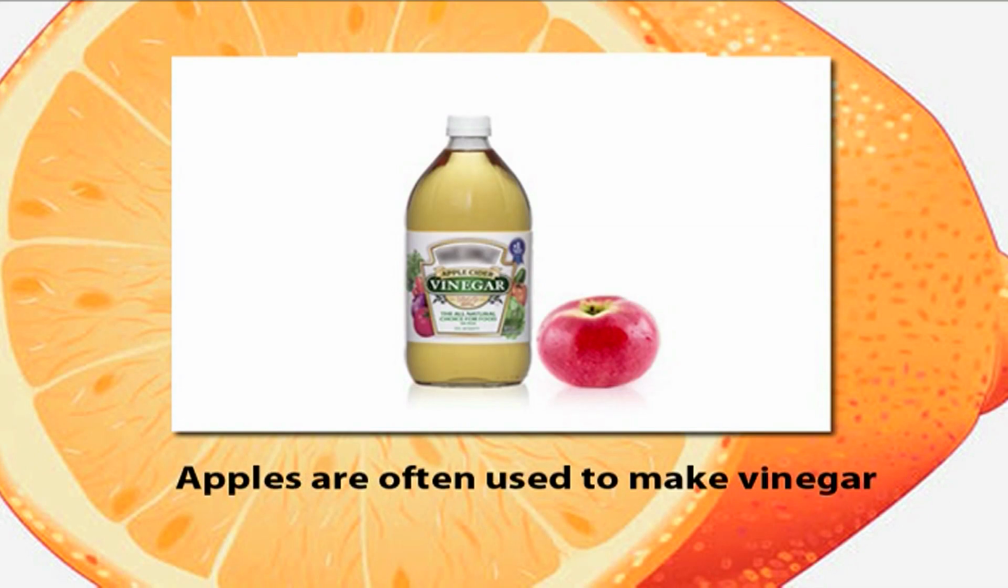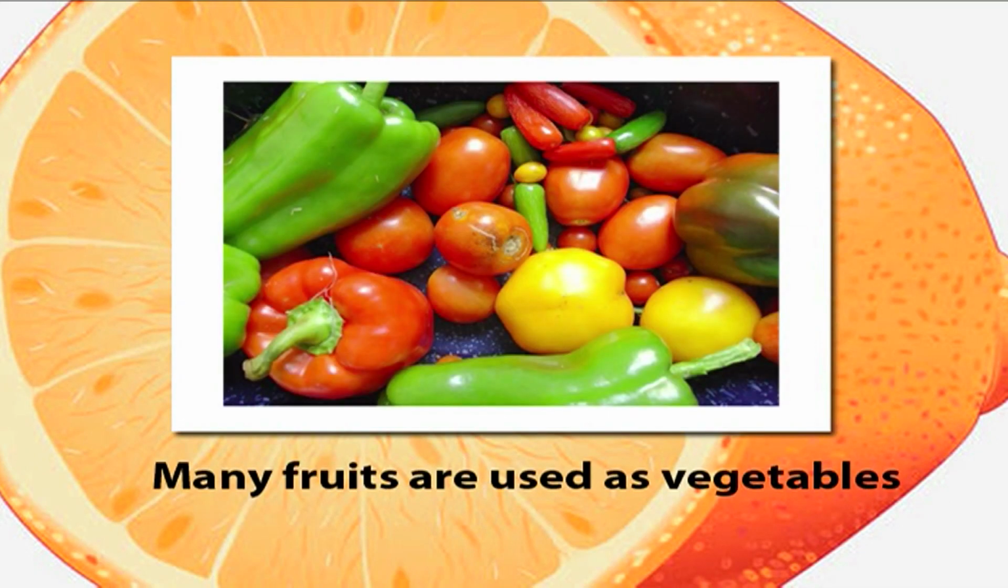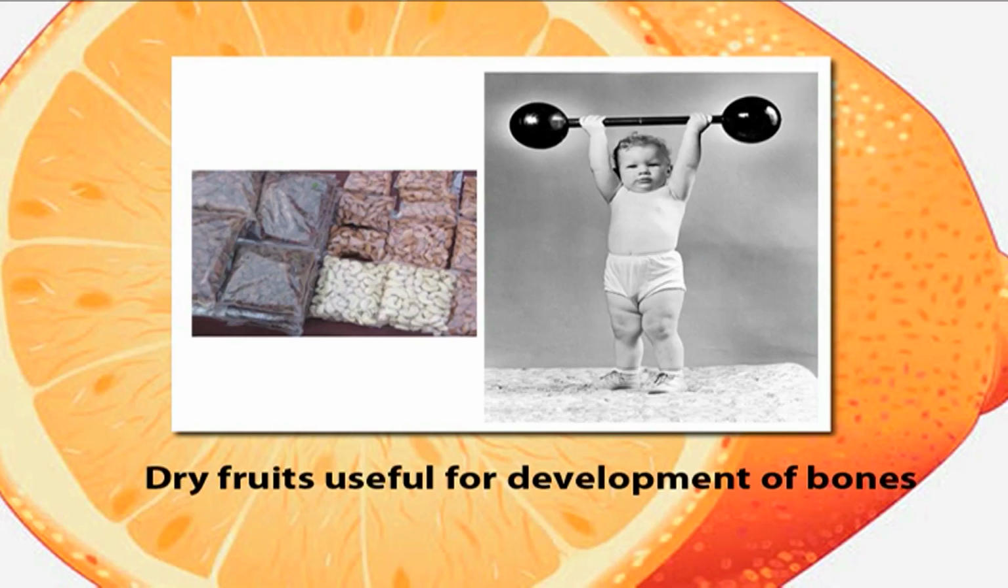Apples are often used to make vinegar. Many fruits are used as vegetables for daily use. Example, brinjal, tomato, bell pepper, squash and pumpkin, cucumber, green bananas, etc. Regular consumption of fruits has been found useful to increase immunity and reduce risks of cancer, cardiovascular diseases, etc. Dry fruits like almonds, apricot, walnut, etc. are a rich source of calcium and are useful for the growth of bones.